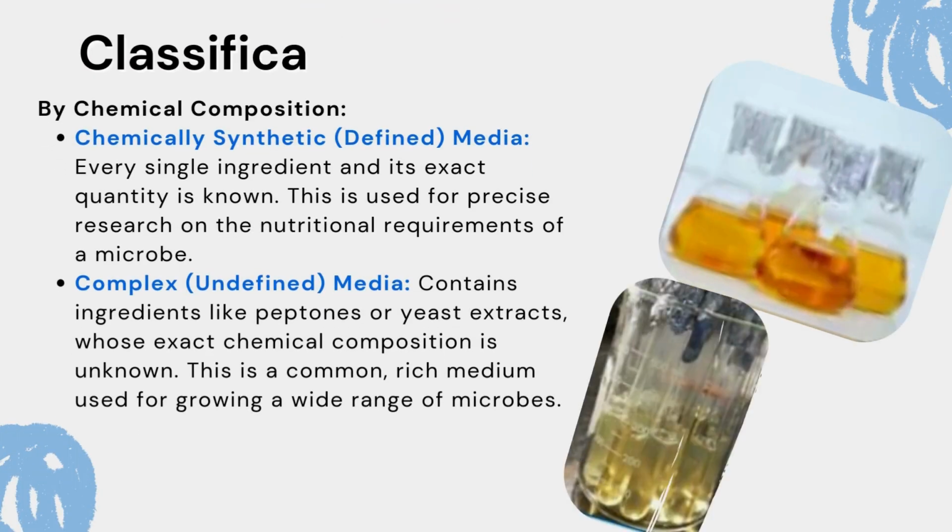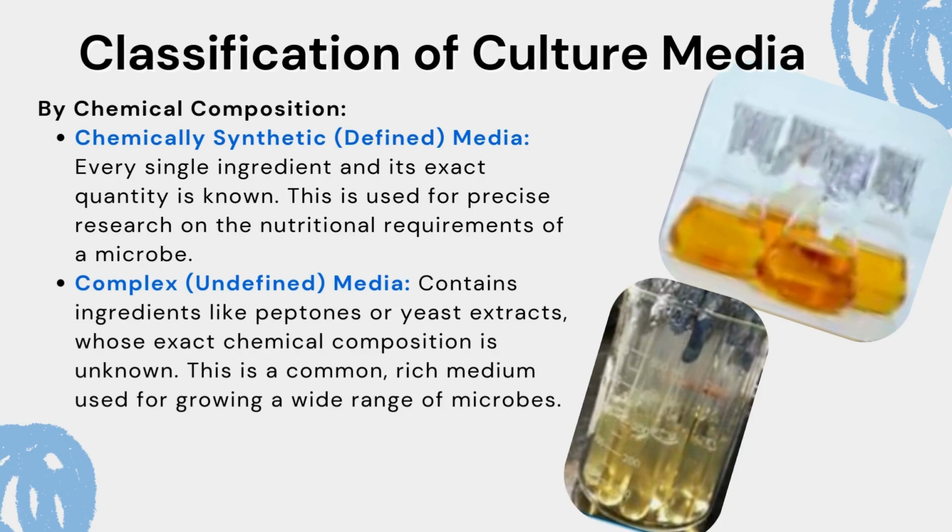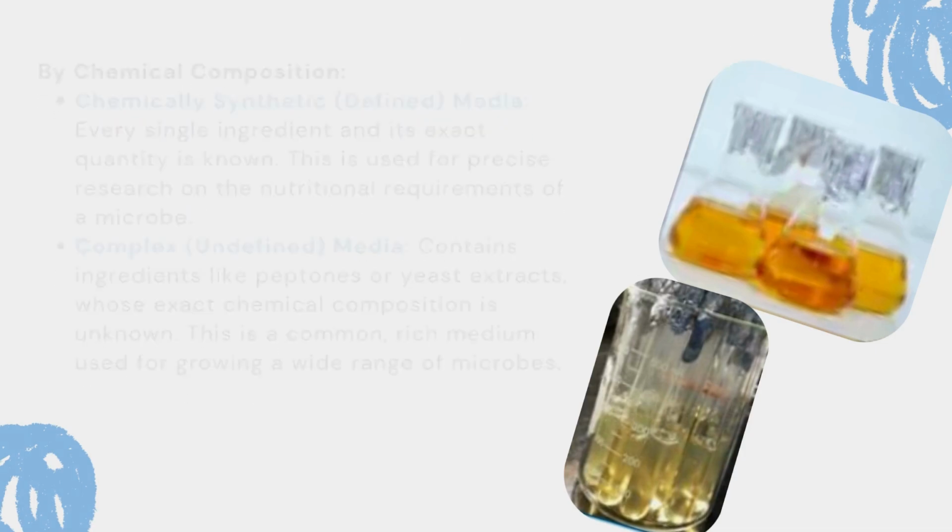Now, the classification on the basis of chemical composition. The first one is chemically synthetic media, which is also known as defined media. Every single ingredient and its exact quantity is known. This is used for precise research on the nutritional requirements of microbes. The second one is complex media, also known as undefined media. It contains ingredients like peptones or yeast extracts, whose exact chemical composition is unknown. This is common, rich media used for growing a wide range of microbes.